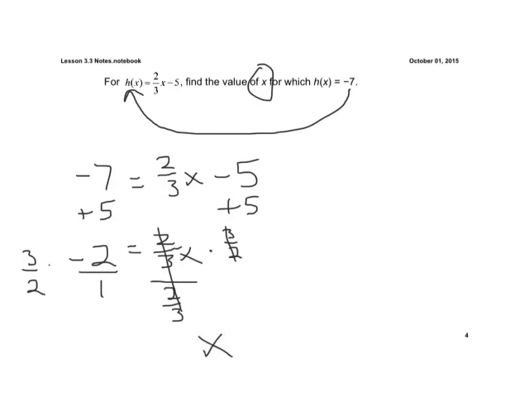So all we're left with is an x equals, if we cross reduce here, 2 and 2, 2 goes into 2 one time. If we multiply across the top, 3 times a negative 1 is a negative 3. Negative 3 over 1 times 1 is a 1. So we can just leave it as a negative 3. And that's our final answer. That's x.